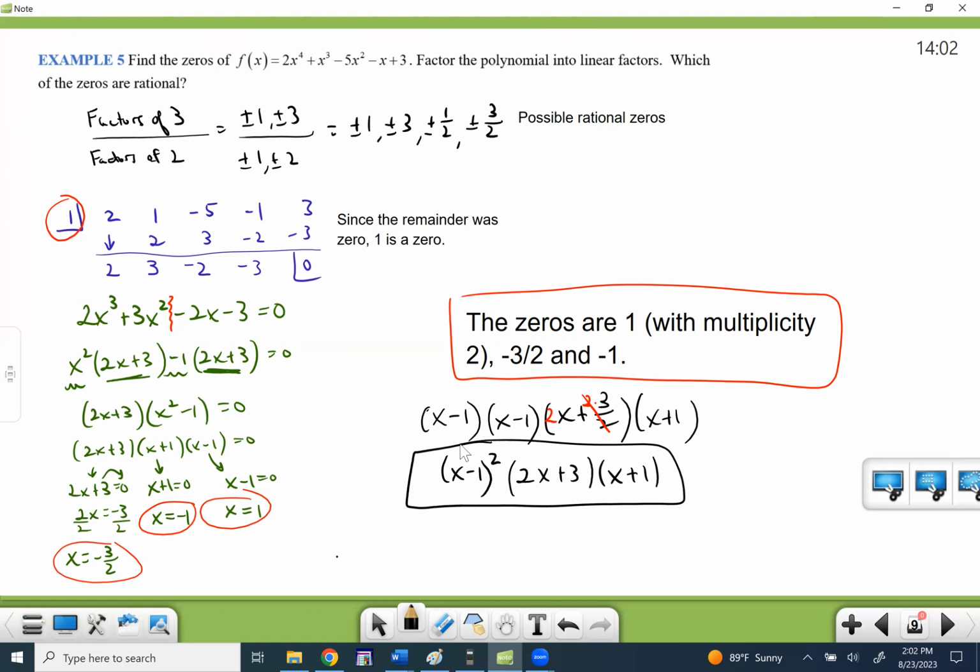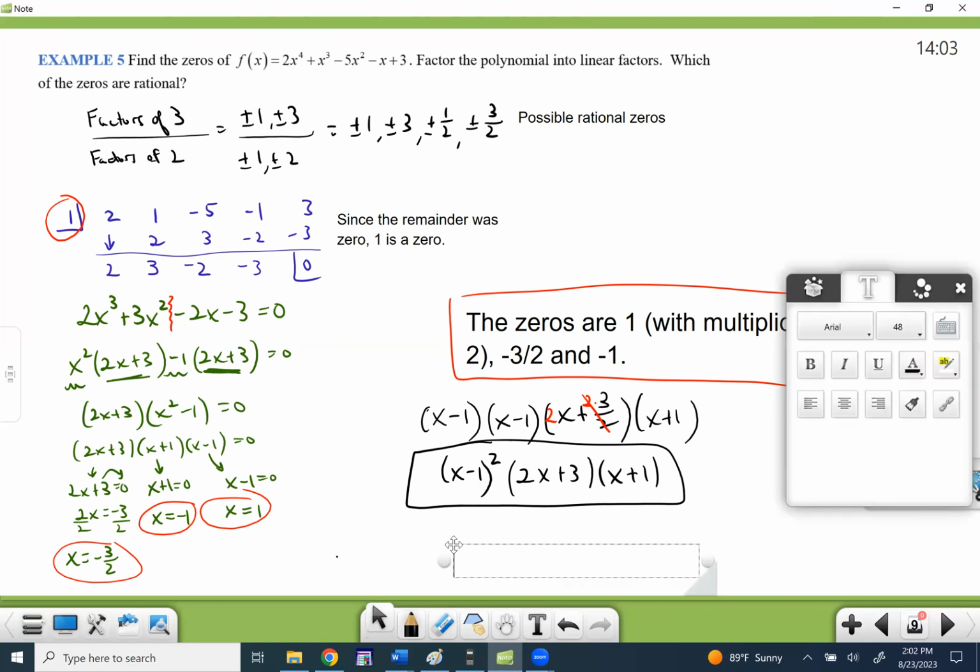Now the question says which of the zeros are rational? In this case, all of them were. 1 is rational, -3/2 is rational, and -1 is rational. So we'll say all of the zeros are rational.